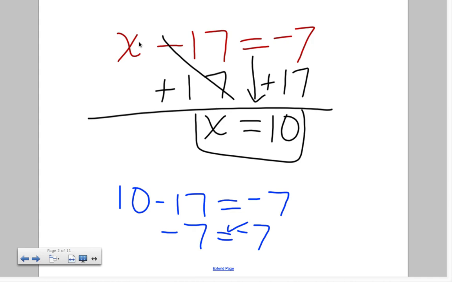Number 2, evens. X is 9. 4, x is negative 6. 6, x is negative 30. Number 8, x is 14. 10, x is negative 8. 12, x is 11. 14, x is negative 7. Number 16, x is equal to negative 17. First try.